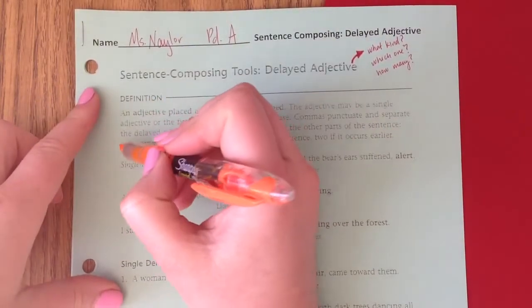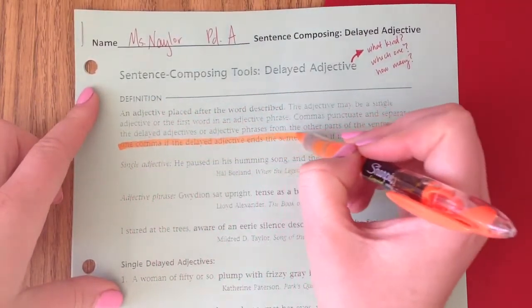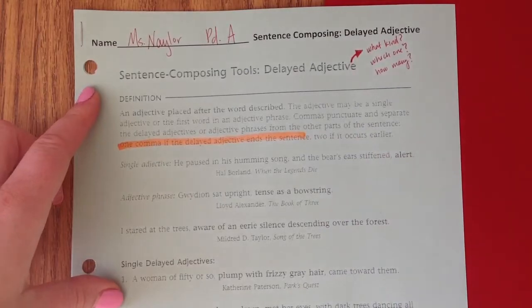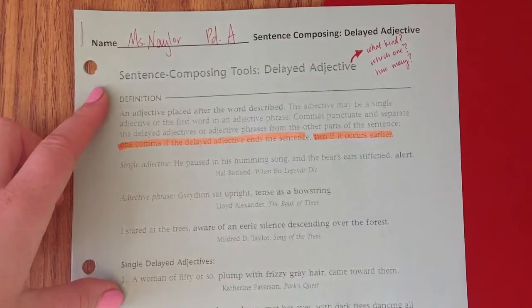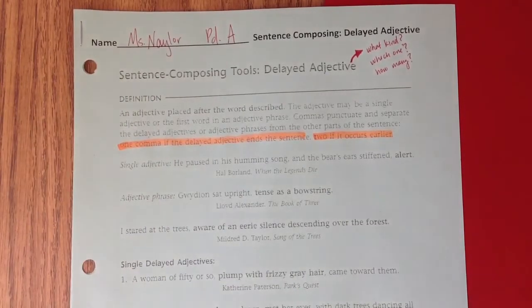Let's highlight those two rules. So I'm going to make one rule, 1 comma if the delayed adjective ends the sentence. And then I'm going to highlight my other rule, 2 if it occurs earlier. So that's going to be really important, watching for where those commas go today.